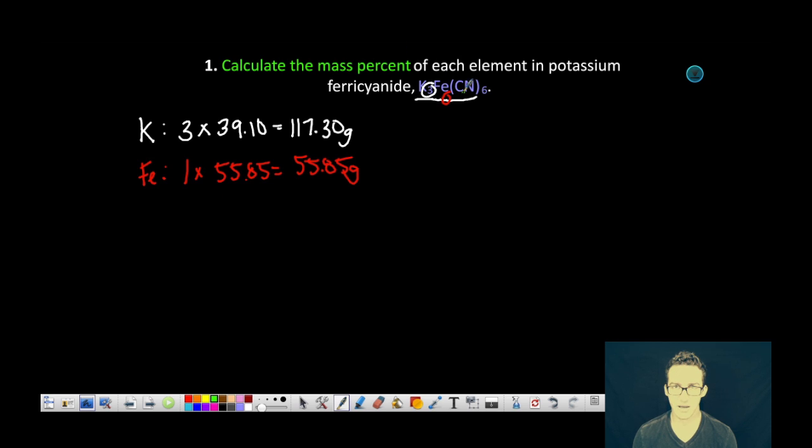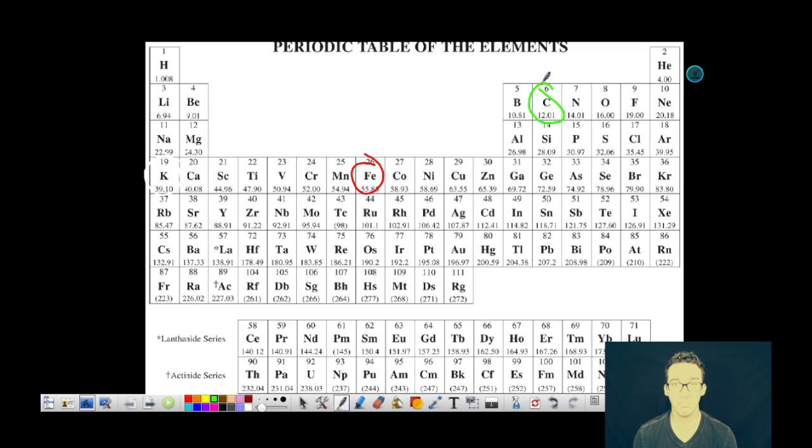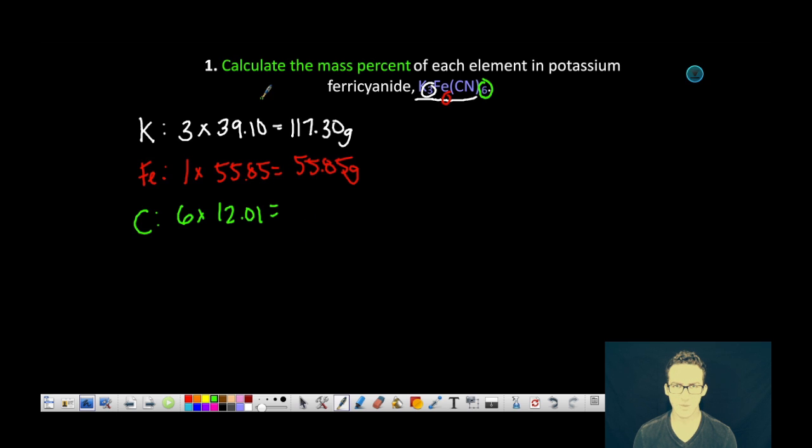Our next element is carbon. Be careful here. It's within the parentheses there, and there's a little 6 outside. So there are 6 carbons times 12.01, again coming from our periodic table, which means the total mass of all the carbons is 72.06 grams.